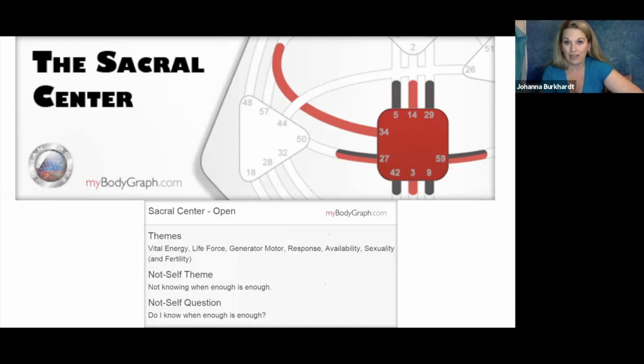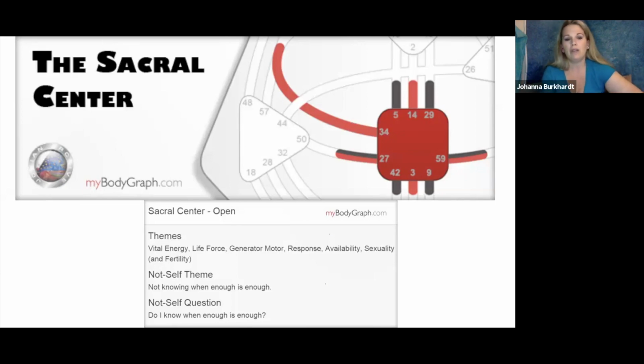Also, sexuality with partners. If you are connecting with somebody who has a defined sacral, if you think about when you're in the mood, right, or when you are feeling that intense energy, you're almost picking it up from them. When you come together, it intensifies. And so it's always fun if you think about that.